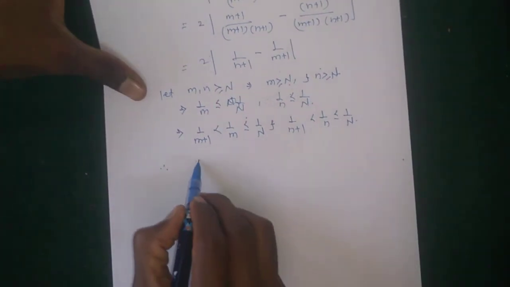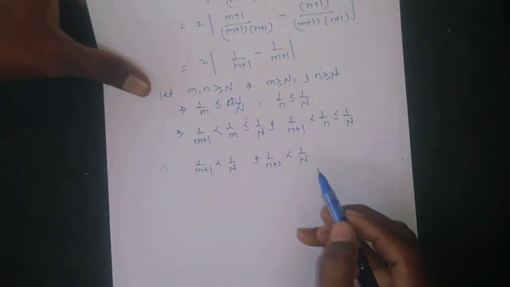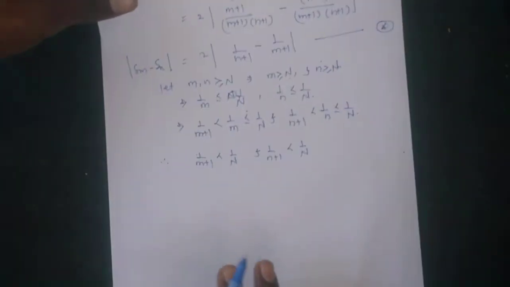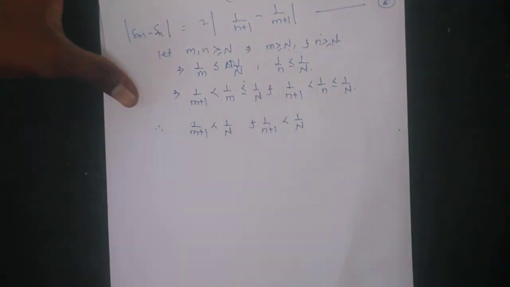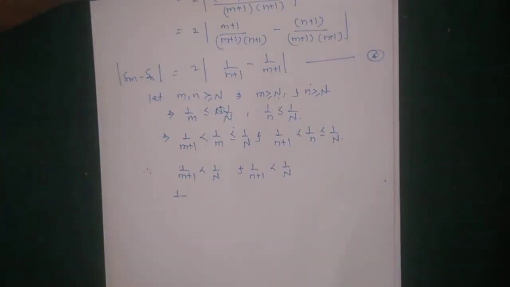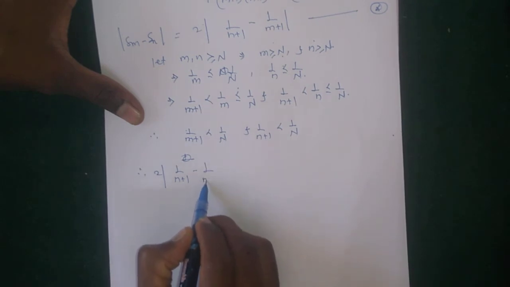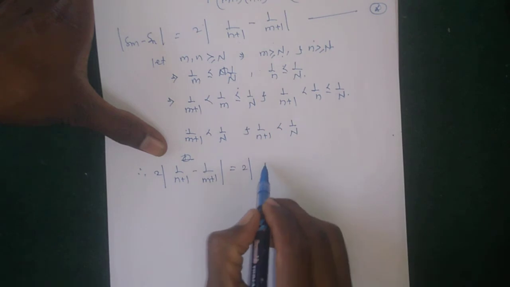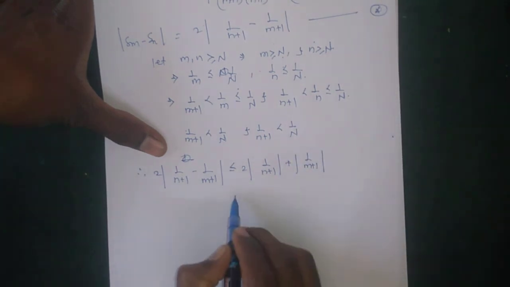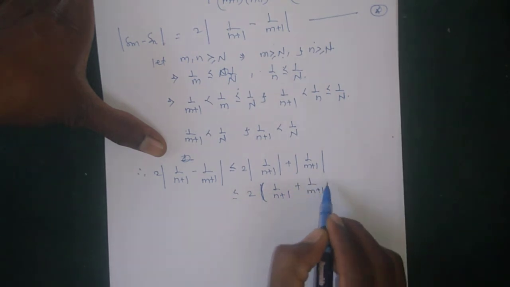Therefore 1 upon m+1 is strictly less than 1 upon N, and 1 upon n+1 is strictly less than 1 upon N. Suppose that this equation is the star equation: |Sm - Sn| = 2 times |1/(n+1) - 1/(m+1)|, which is less than or equal to 2 times (1 upon n+1 plus 1 upon m+1).